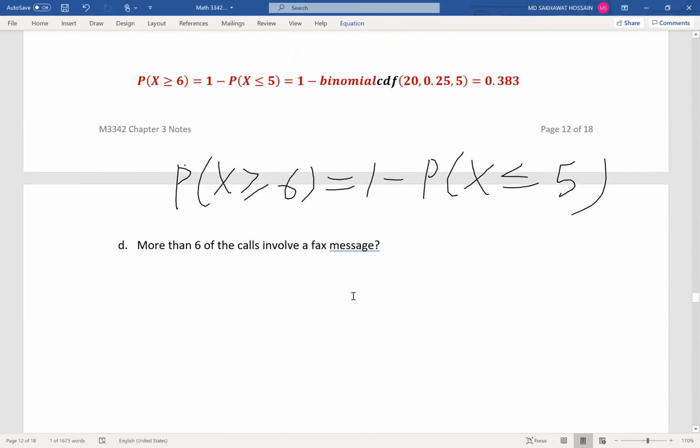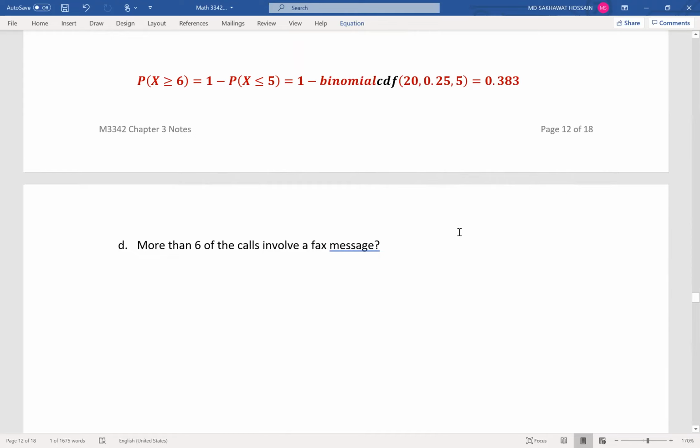Okay, so the next one is more than 6 of the calls. So you have to find more than 6 of the calls involve a fax message. So that means we are looking for the probability more than 6, so probability of x greater than 6. The previous one was x greater than or equal to 6, so that means at least 6. Now we have more than 6, so x cannot be equal to 6. X is more than 6, so that means x greater than 6.